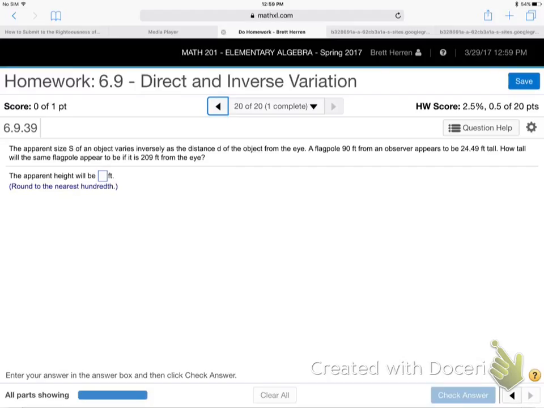All right, a couple minutes over here to finish this one for y'all. All right, let's do this one, number 20. Yeah, this is the number, so it's not off the screen. So 90, 24.9, and 209. And it says inversely, doesn't it? So inversely, 3 numbers.